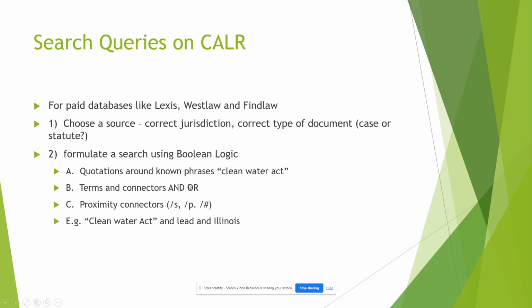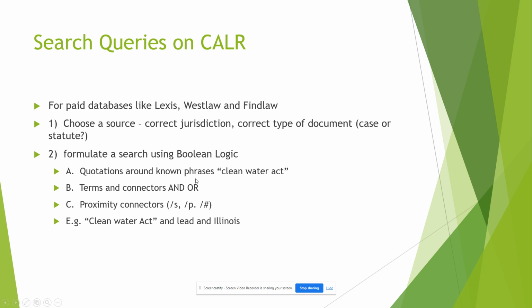Or we use OR for synonyms, for words that kind of mean the same thing. So Clean Water Act and pollution or dumping or waste, something like that. So words that kind of mean the same, where you want one of those words to appear in your document. So Clean Water Act would have to appear in every document, and one of those other 3 words. Okay, those are what we call those terms and connectors, those Boolean connectors.